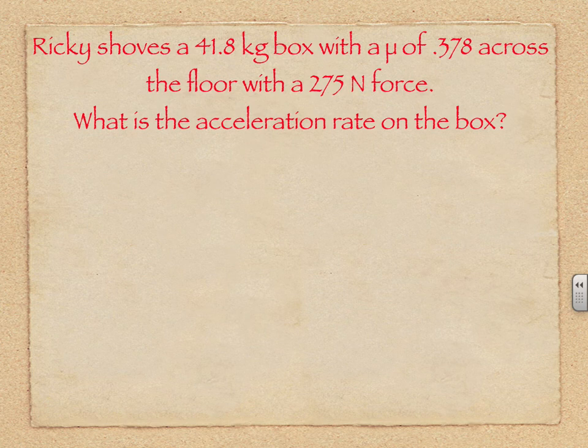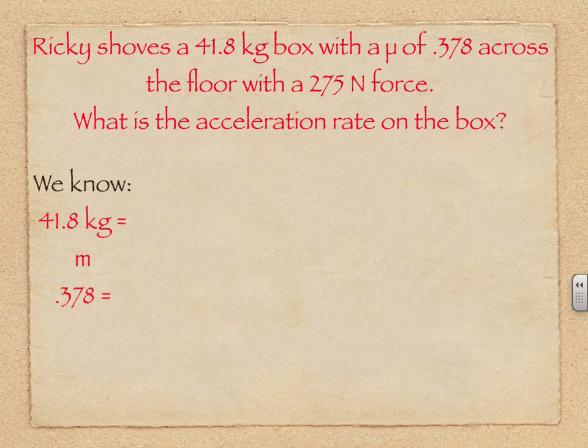Ricky's shoving a 41.8 kilogram box with a mu of 0.378 across the floor with a 275 Newton force. What is the acceleration rate on the box? Well, again, we know something. The first number we see is 41.8 kilograms, and kilograms, of course, has to be a mass. And then we have 0.378, and if you don't see any unit, you say, ha ha, the only thing we know without a unit is the mu. And of course, our last one is a 275 Newton force, so newtons, of course, has to always be a force. And which force would this be? That's the force that Ricky is shoving with, so that is the applied force.